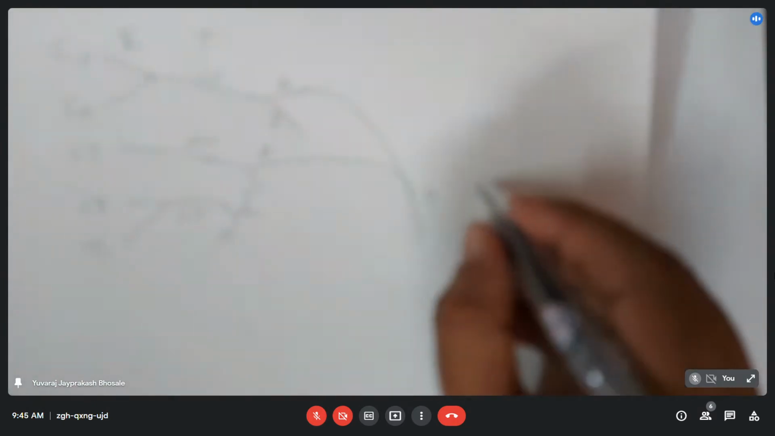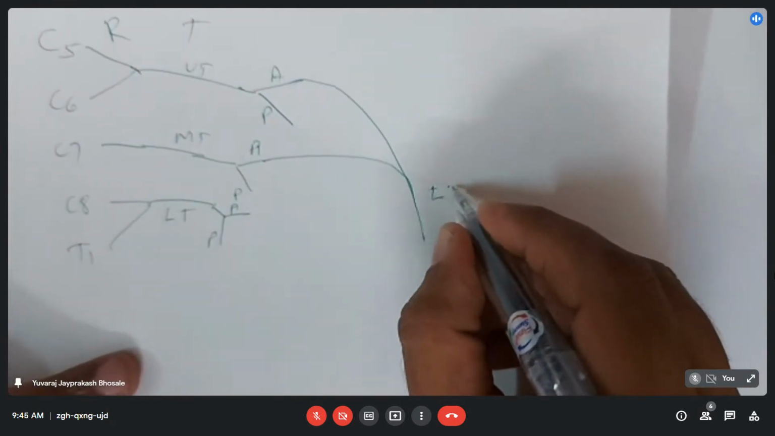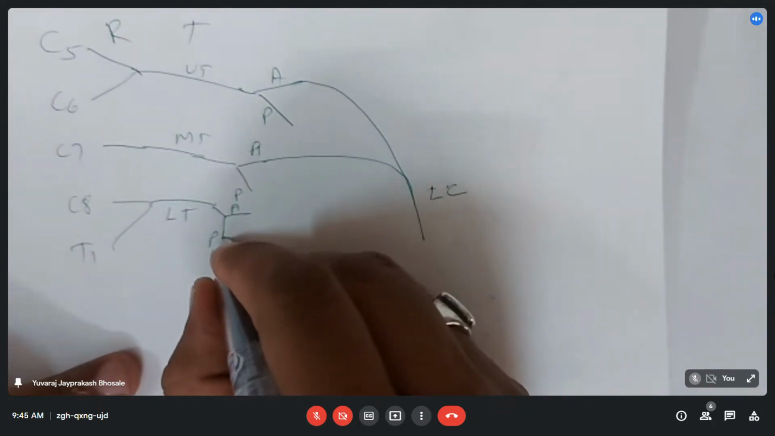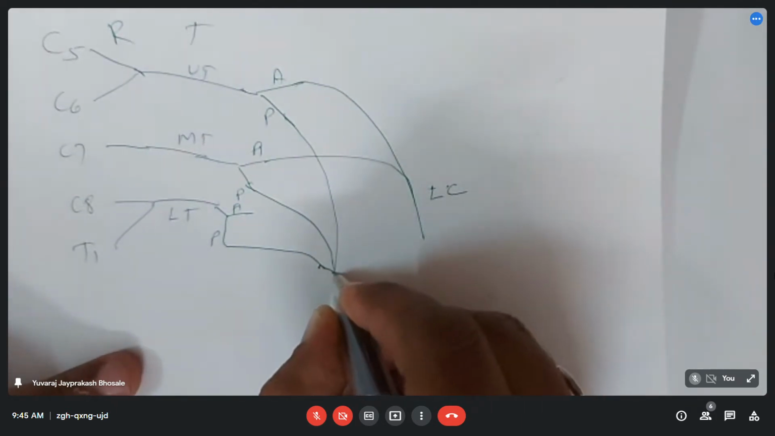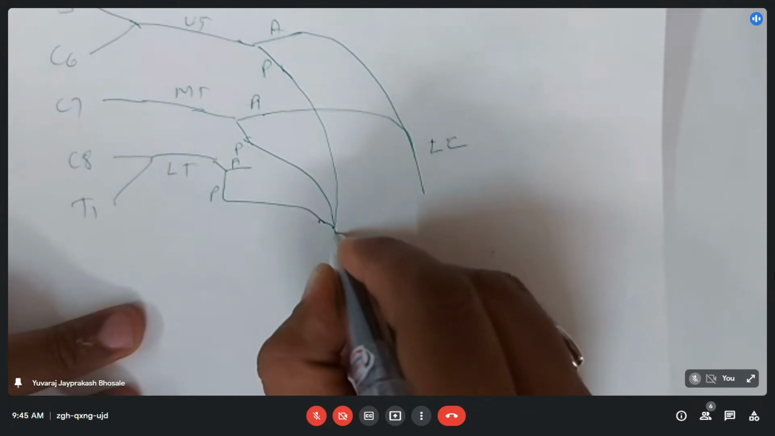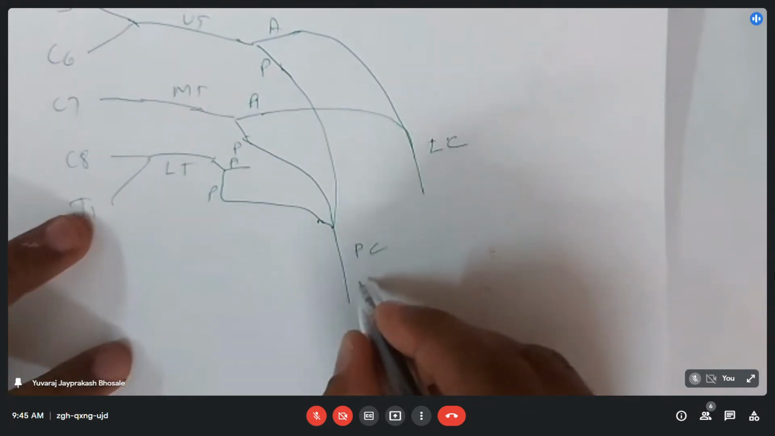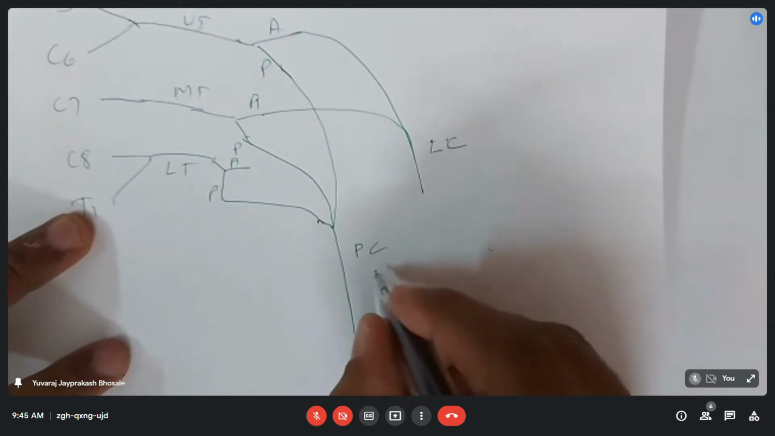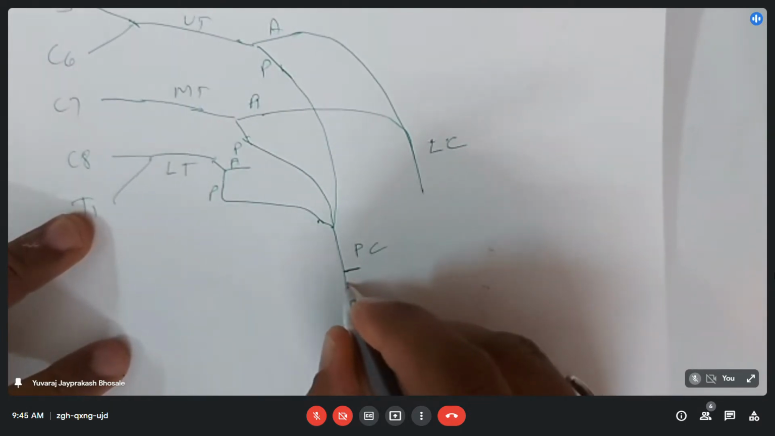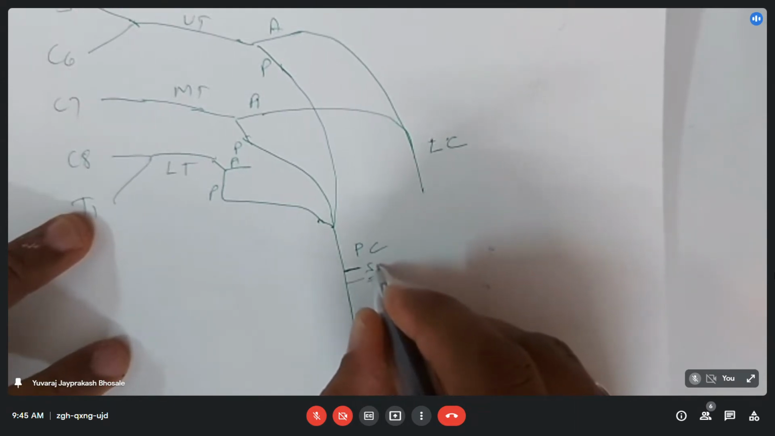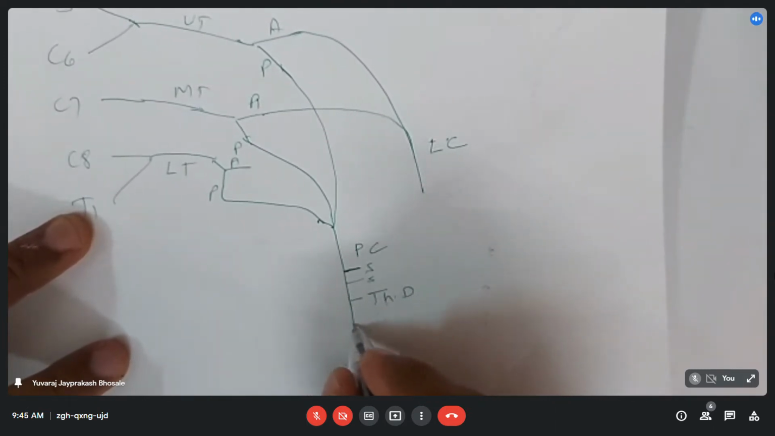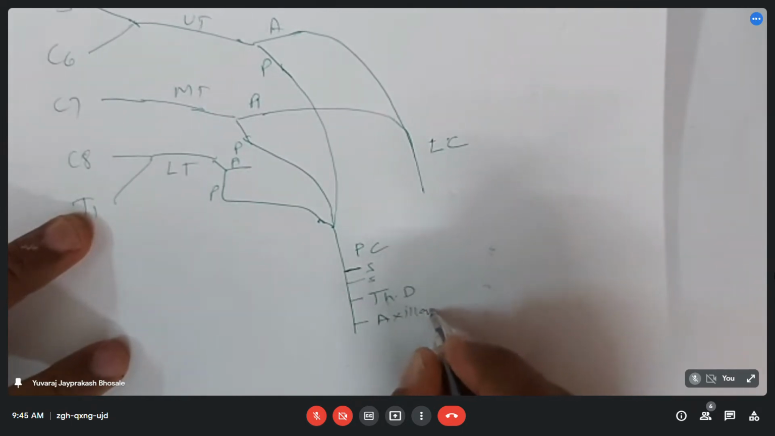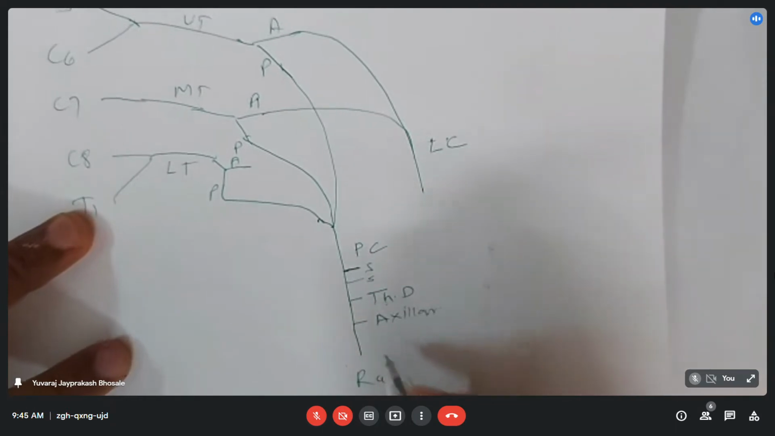lateral cord, and the posterior divisions of all the three unite to form the posterior cord. So for the posterior cord, its mnemonic is STAR. S is subscapular, upper and lower subscapular. T is the thoracodorsal nerve, that is the nerve to latissimus dorsi. A is axillary, and R is radial.